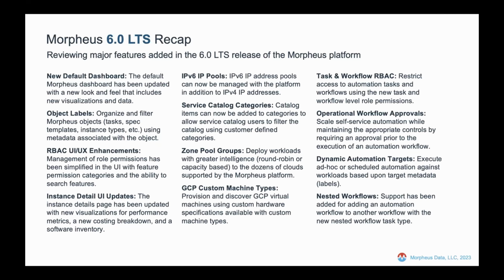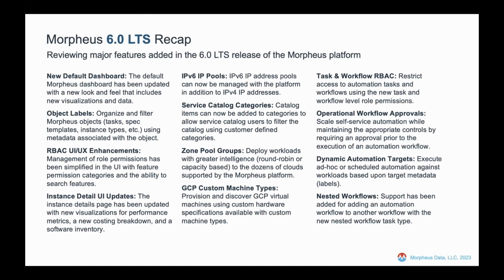Zone pool groups, so being able to essentially add additional intelligence or logic to where a workload is deployed from a zone pool standpoint. So being able to aggregate zone pools into a group for deployment purposes. Support for GCP custom machine types was added. GCP is a cloud that has the ability to define a custom hardware configuration. And so this now allows our users to integrate with that construct from the Morpheus platform's perspective to be able to select the particular CPU and memory for that particular workload.